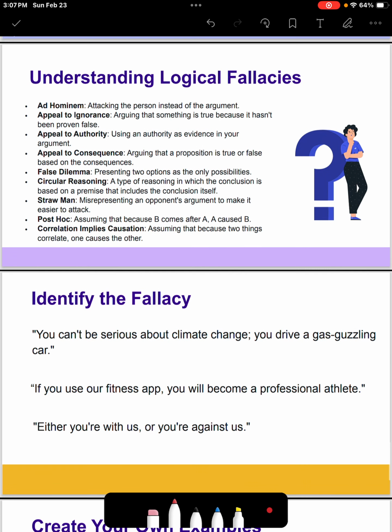And now let's use that information to identify some fallacies. So let's take a look at the first fallacy. "You can't be serious about climate change. You drive a gas guzzling car." Which fallacy would that be? I think it would be ad hominem, because you're attacking the person instead of addressing their argument.